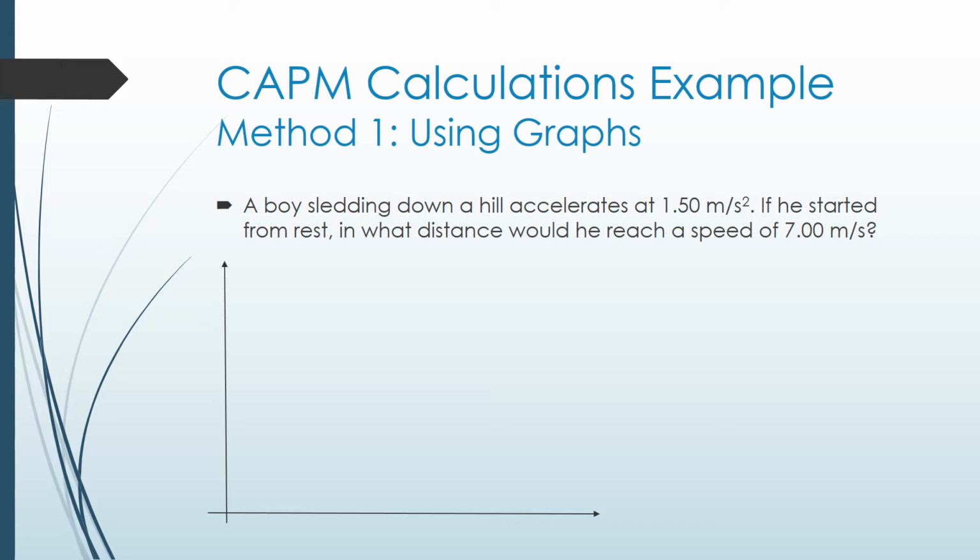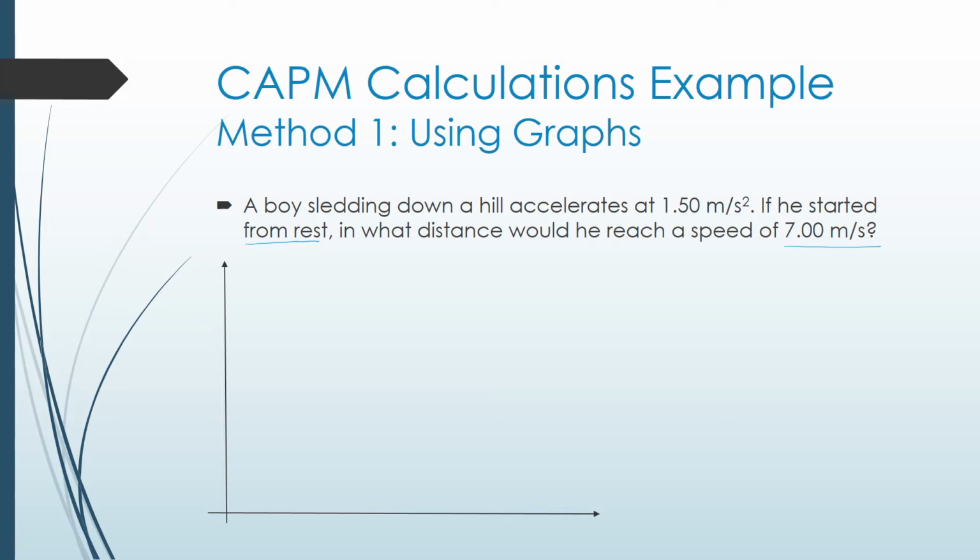So as mentioned, we need to draw a velocity versus time graph. And there's some important pieces of information that I see in this problem that'll help us draw this graph. First of all, it gives me the fact that he started from rest. That tells me that my initial point on my axis is going to be 0. Second, it says that we're looking for at what distance he reached a speed of 7 meters per second. So we're going to stop drawing our graph once we reach 7 meters per second.